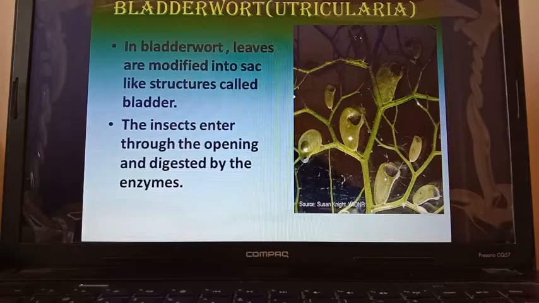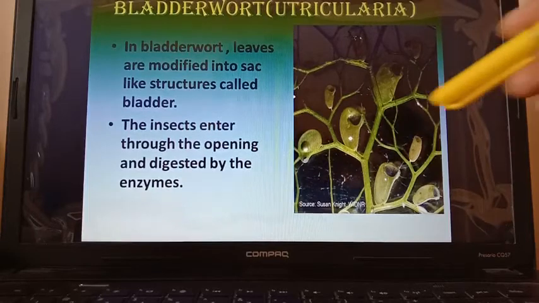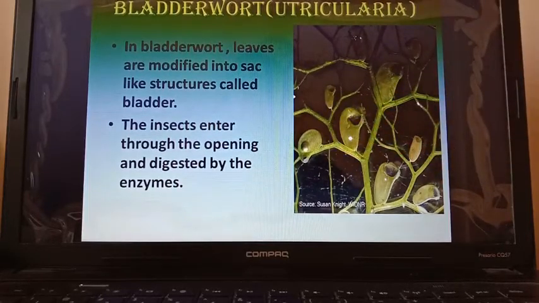Once the insects enter the closed sac of the bladder, they can't move out. They can't move out, and the opening of the bladder is getting closed. After that, it is digested inside the bladder or sac, and the plant can get the nutrients.